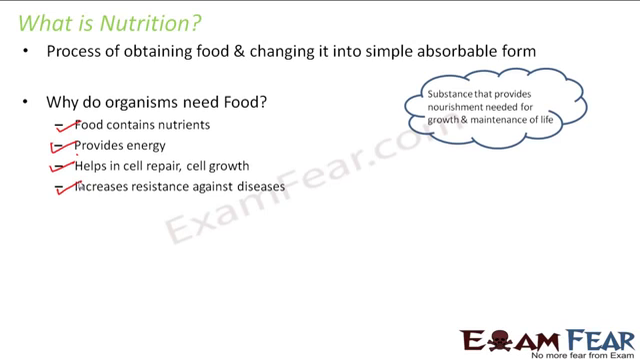Okay, so quickly let us look at this. What are nutrients? So here we have defined nutrients: a substance that provides nourishment needed for growth and maintenance of life. So every living organism needs nutrients for its proper growth and development, right? So now we understood what is nutrition. Nutrition is all in and around food. And why do we need food? To get nutrients, for energy, for cell repair and growth, and also for better immunity of the body.